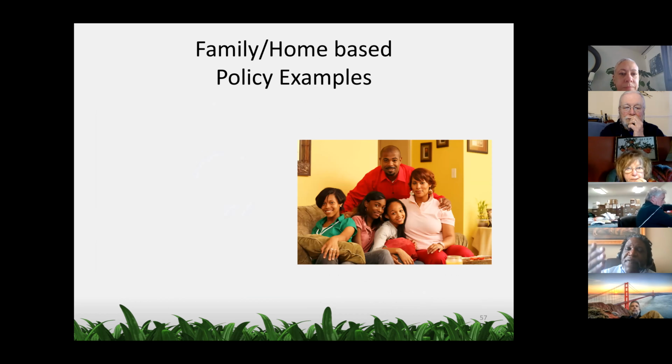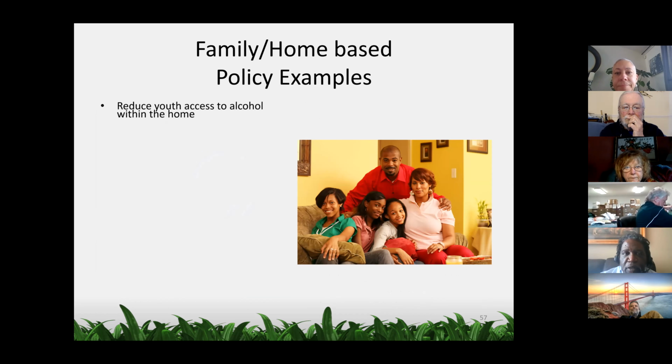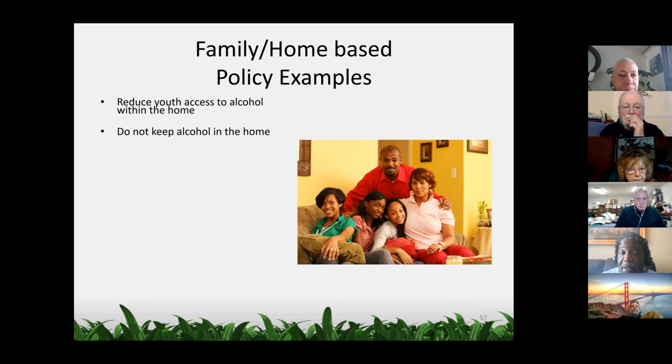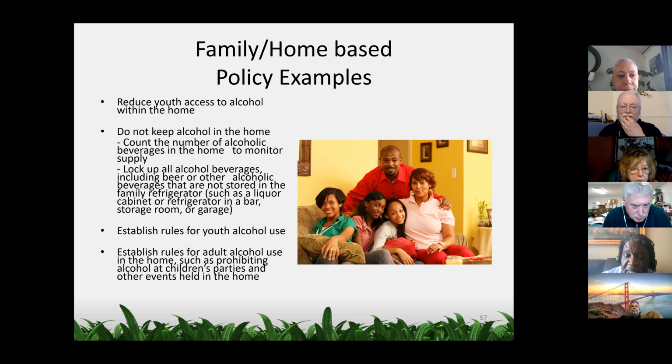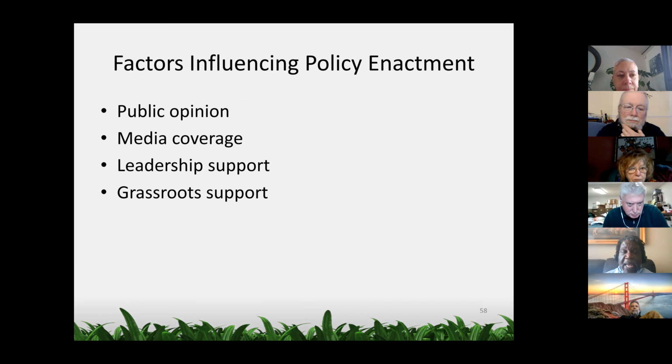We even got some family and home-based policies. Isn't that something? Reduce youth access to alcohol within the home. One of the policies you can have as a family is don't keep alcohol in the home, or lock it up, or monitor it. There's so many ways that policies in all different settings can really have an impact.